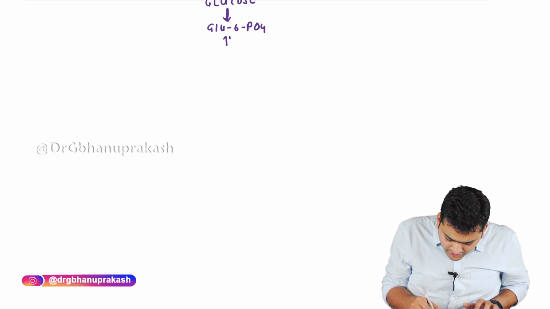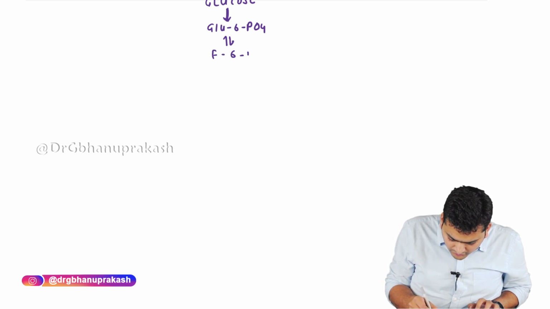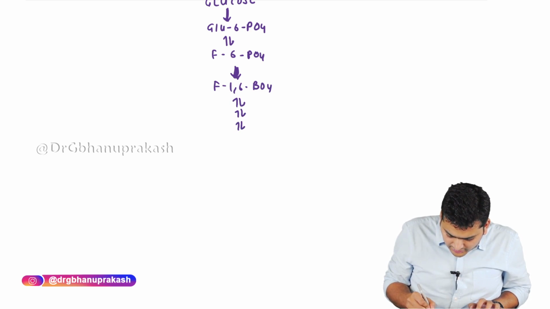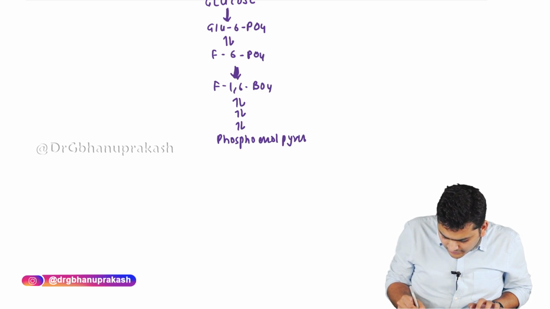Then the next step was reversible, converting into fructose 6-phosphate. Then the rate limiting step was there. This is irreversible: fructose 6-phosphate converts into fructose 1,6-bisphosphate. Then the further reactions were reversible till the last one. The last was phosphoenolpyruvate converting into pyruvate.